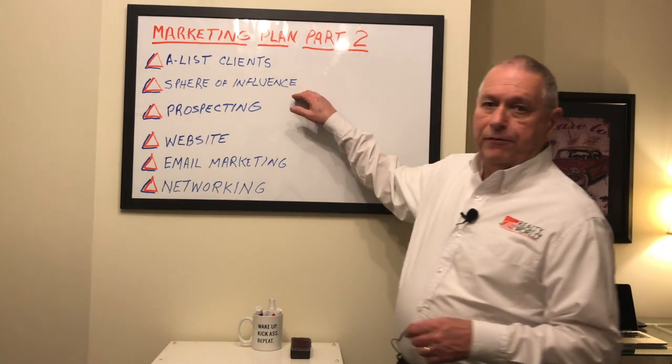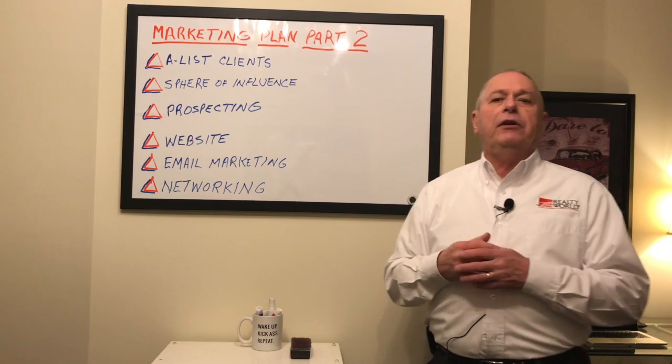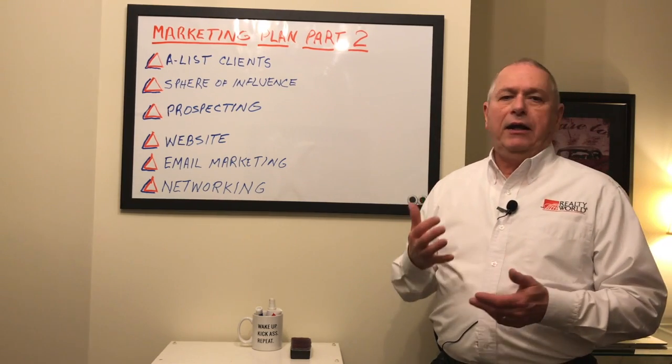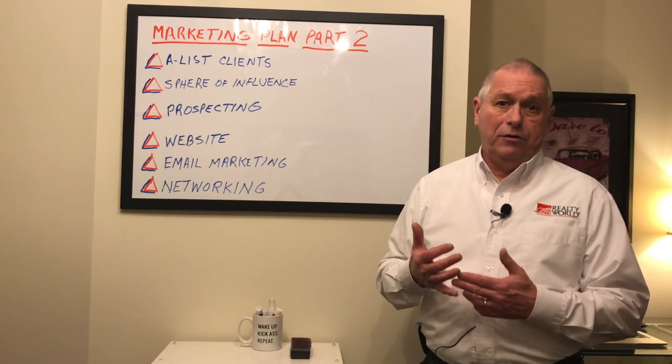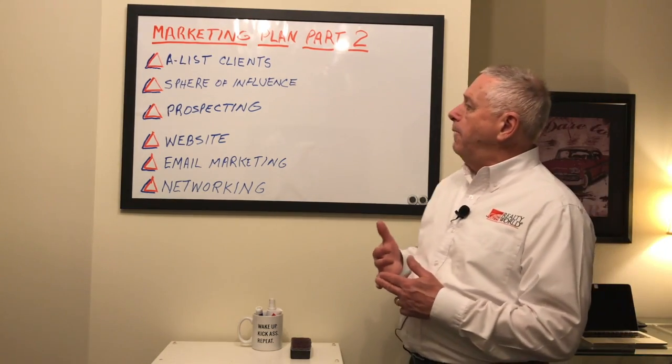Then we have our sphere of influence, which includes our A-list clients. These are the people that are at least going to hear from us monthly and at least have a phone call from us on a quarterly basis. We may mail things to them. We may email things to them.